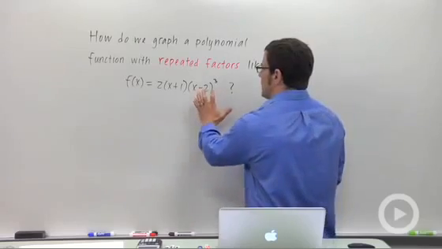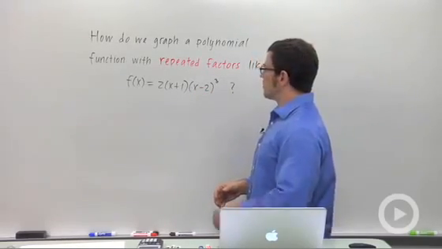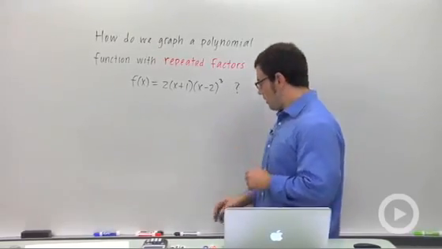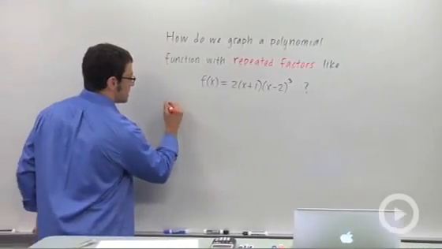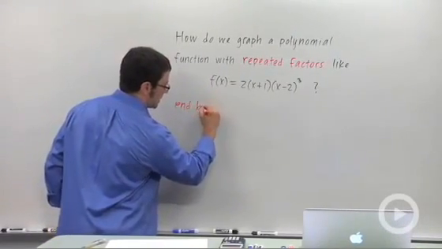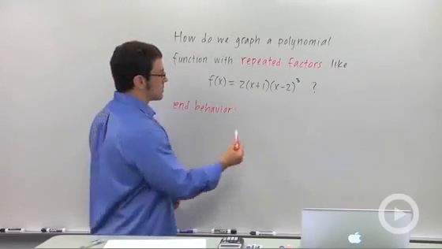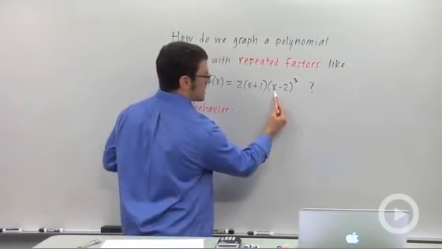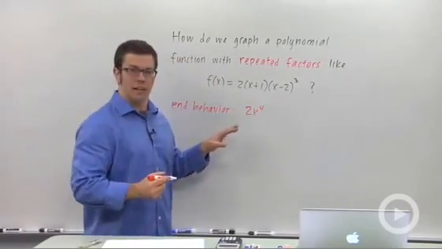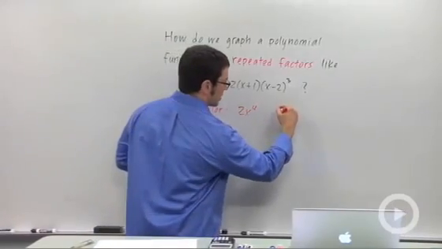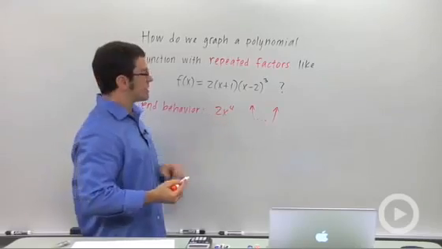And the behavior of the graph near a repeated factor is going to be a little different from what we're used to. So I want to talk about that a little bit in a second. But one thing we can say right now is the end behavior is still going to work the same way it always does. For end behavior, you want to look at the leading term. And the leading term is going to be 2x times x cubed, 2x to the fourth. So if you were graphing a function like this, you would know that the two ends are going to go upward, right? Just like 2x to the fourth does.